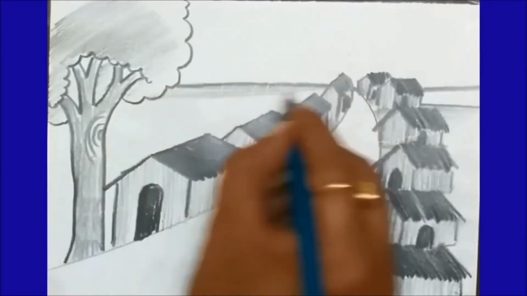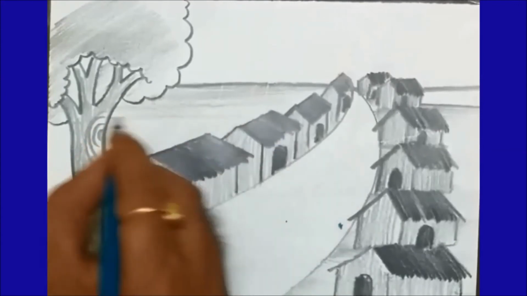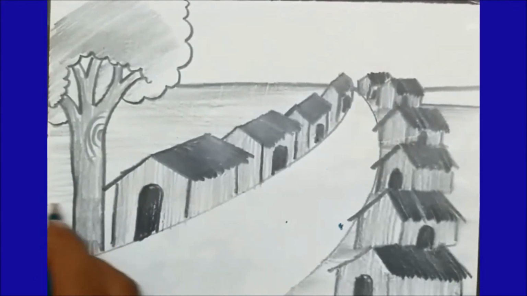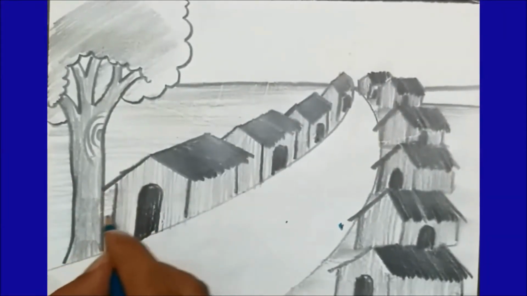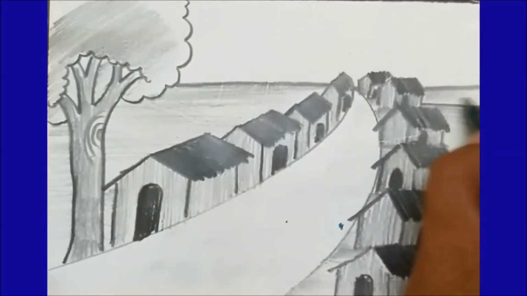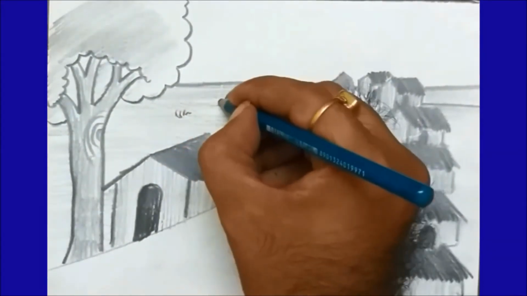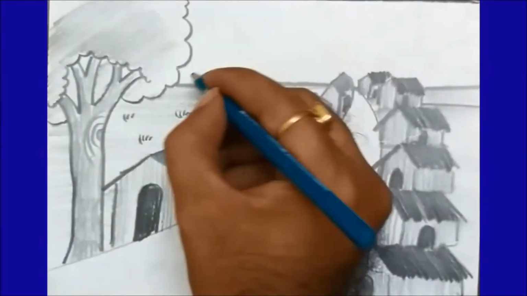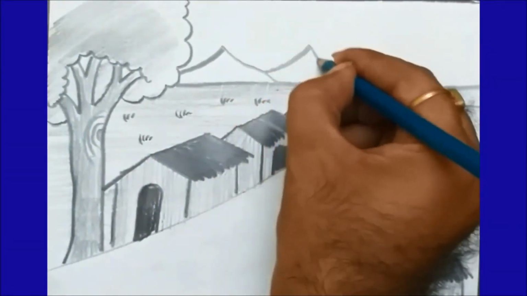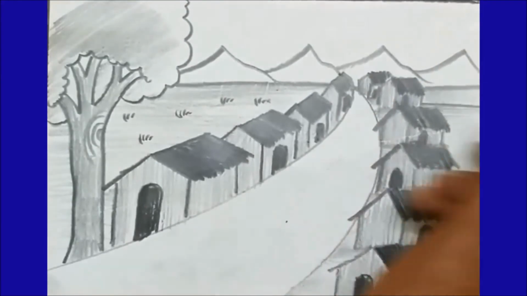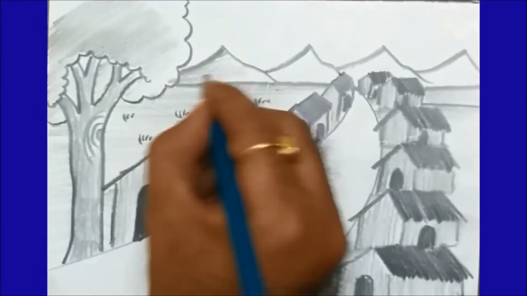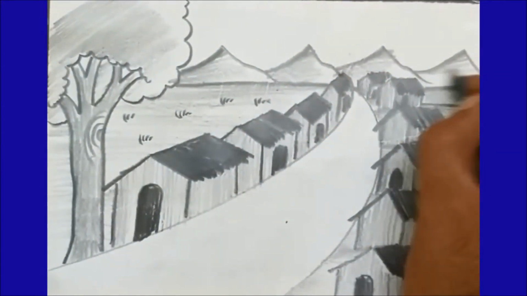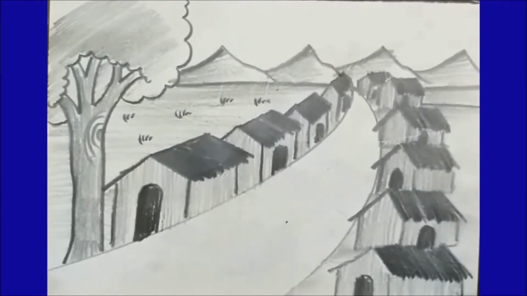You can even make it grassy. Here I am going to make it grassy. Even at the back of the tree, at the center, a few grasses grown on the ground. A few mountains at the back side. And a few shadings at one point. I'm showing it at the right point. Here my mountain is done.